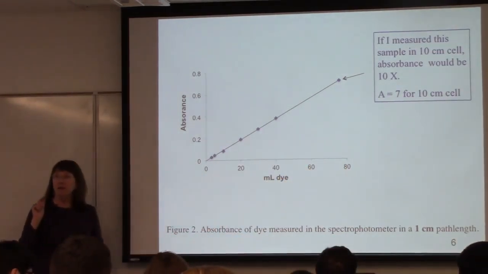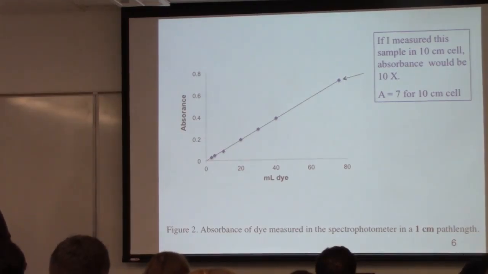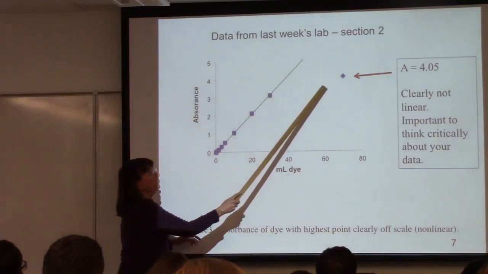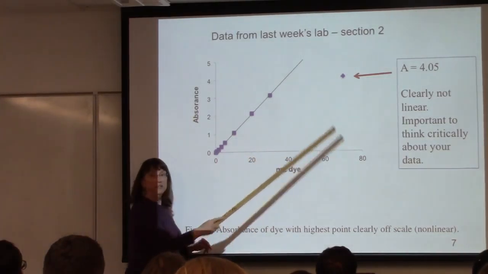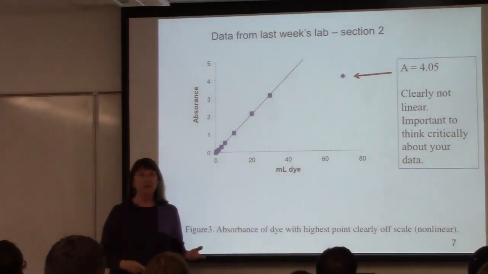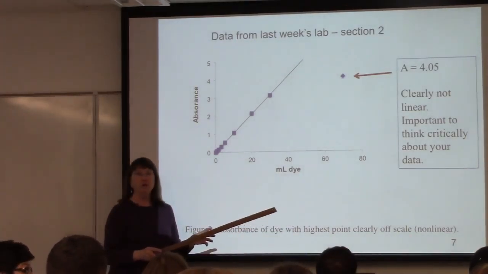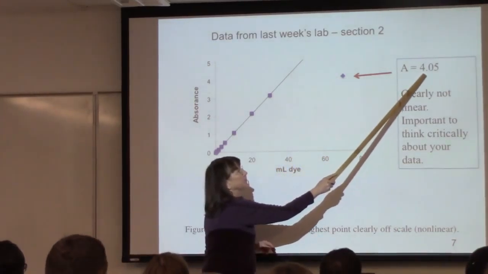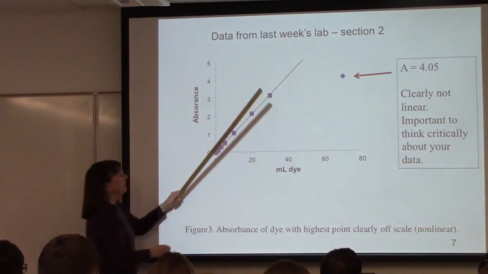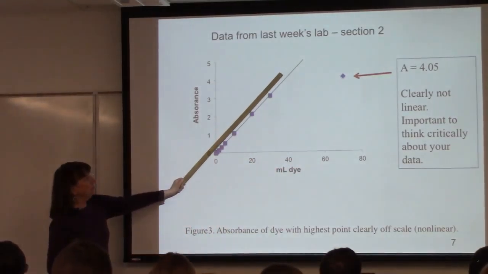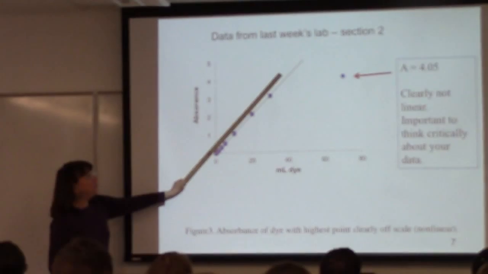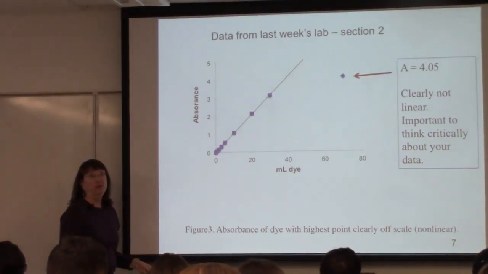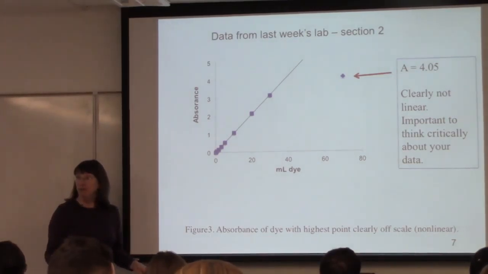Remember I kept talking about a linear range? Well, what I had one of the groups do in lab 2 last time is I said, why don't you add 70 mils of dye and see what happens? So they added, who was in that group? Okay, so you added 70 mils of dye, and here's the reading. It's an absorbance of 4.0. Here's the rest of that dilution series. Would you say that fits on the curve? No. So you're outside of the valid range.